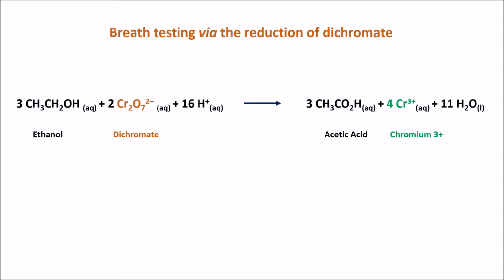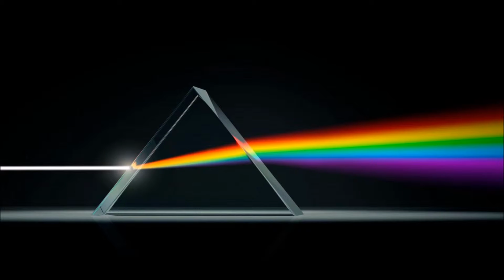UV-Vis spectroscopy works by shining a certain wavelength at a sample and measuring how much of it is absorbed by the solution. The basis of this technique is that different wavelengths of light interact with different molecules. Our solution appears orange when we shine white light at it. But why is that? The color of light depends on its wavelength.